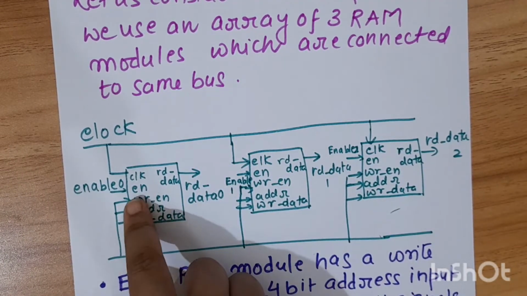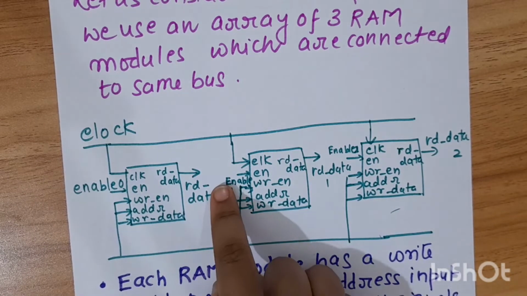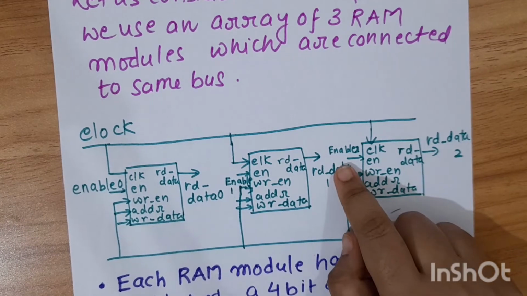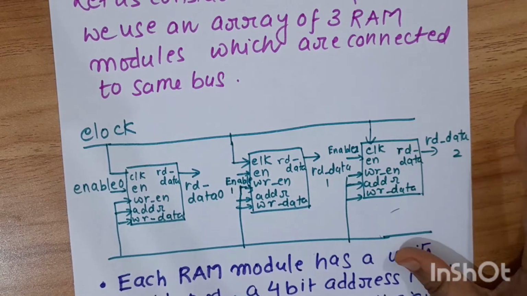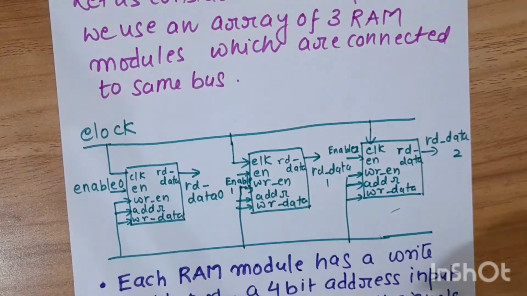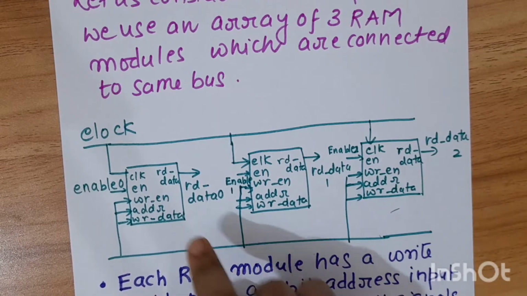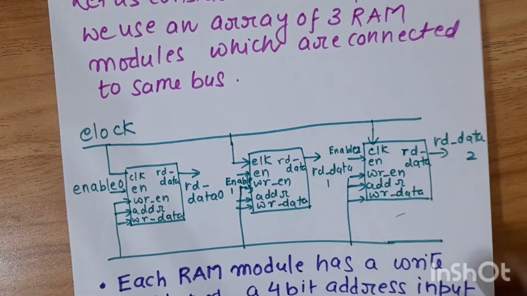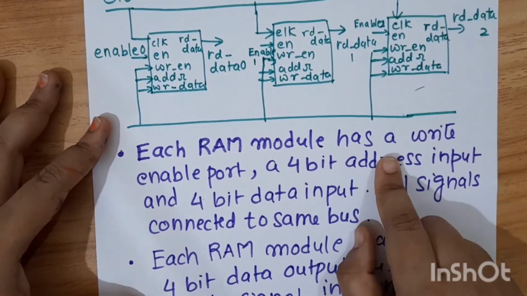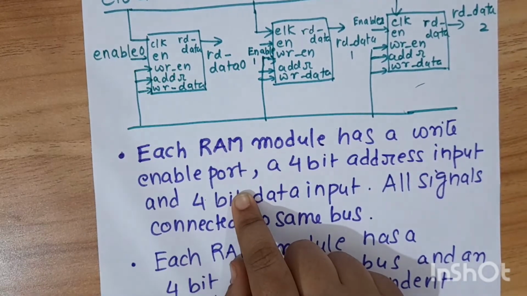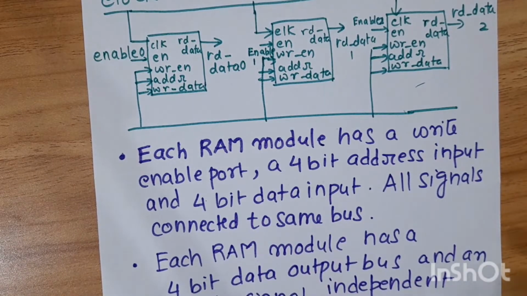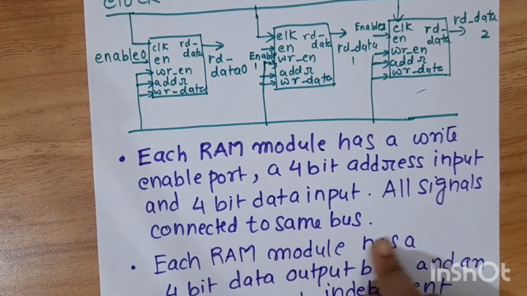Enable 0 is connected to the enable pin of RAM 0. Enable 1 is connected to the enable input of RAM 1. Enable 2 is connected to the enable input of RAM 2. You see the diagram here. So these are individual inputs. Apart from that, the individual outputs are read_data 0, read_data 1 and read_data 2. Each RAM module has a write enable port, that is write_en, a 4-bit address input and a 4-bit data input. Okay, and all the signals are connected to the same bus.